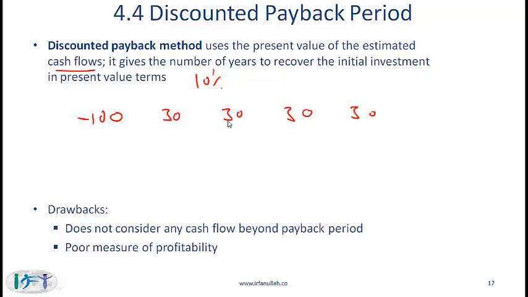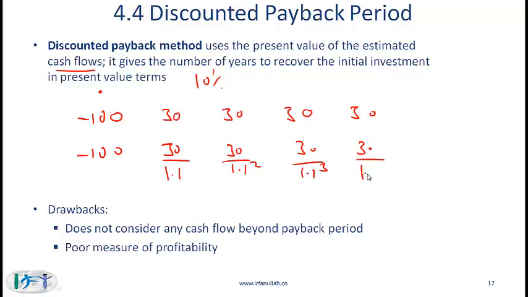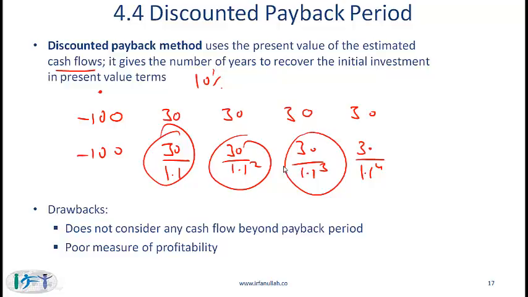rather than simply using these numbers, we have to use the present value equivalents of these numbers. The present value of minus 100 at time 0 is minus 100. The present value of the next numbers would be 30 divided by 1.1, then 30 over 1.1 squared, 30 over 1.1 cubed, and 30 over 1.1 to the power of 4. To come up with the discounted payback period, we use these numbers, and we'll make you practice a question on the next slide.